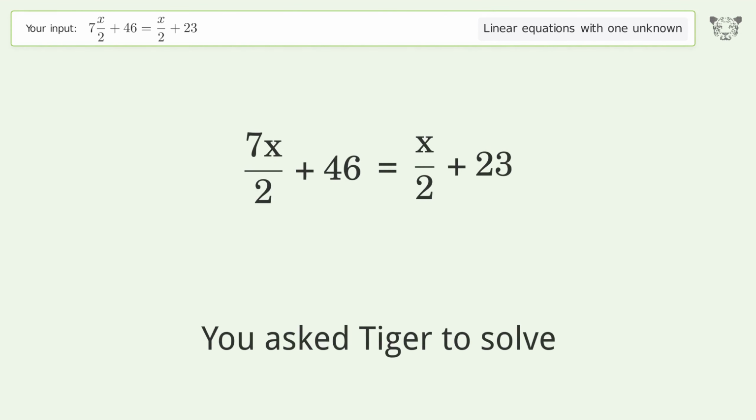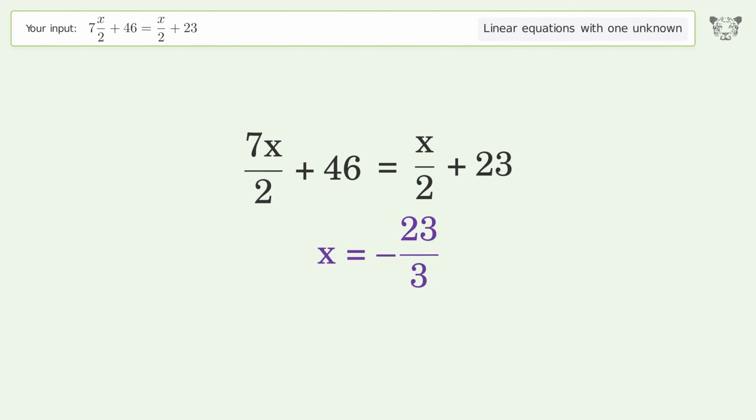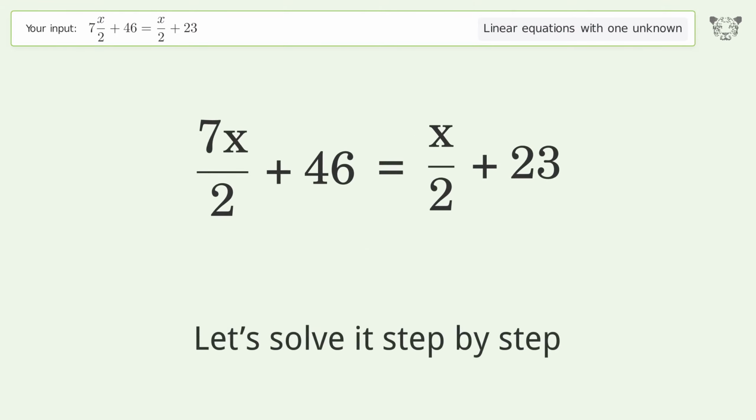You ask Tiger to solve. This deals with linear equations with one unknown. The final result is x equals -23/3. Let's solve it step by step.